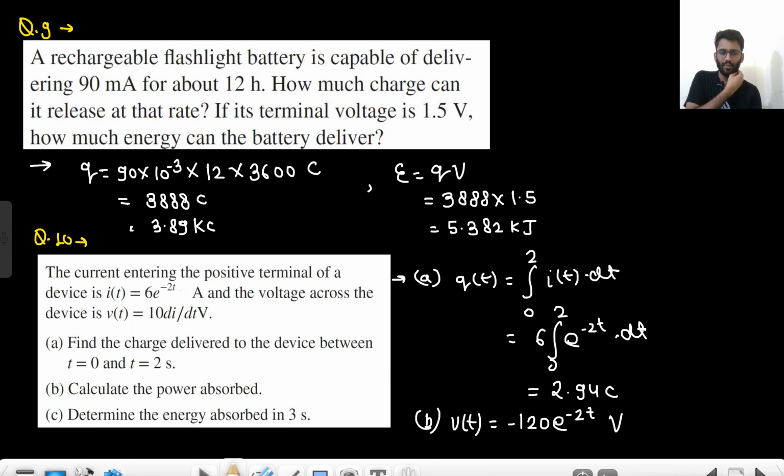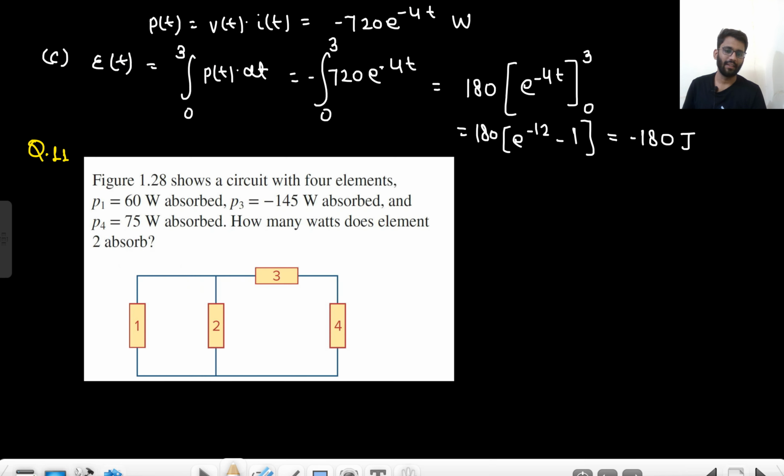Okay. What modification did we do here? We changed this milliampere to ampere only, because having milliampere there doesn't really make sense for v(t). If this volt was not given, I could have said that yeah, my v(t) would be minus 120 e to the power minus 2t millivolt. But now this volt is given, so we can't really comment on this.